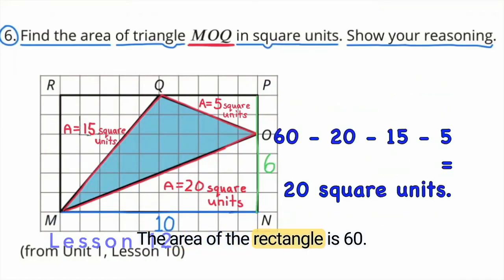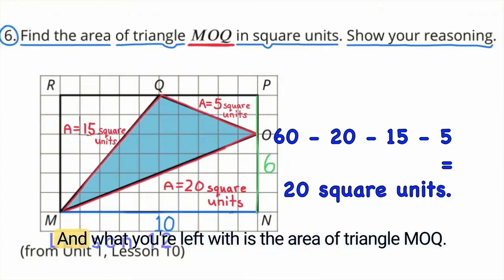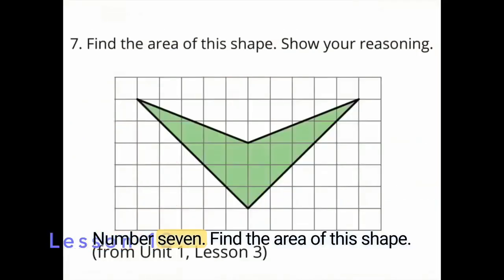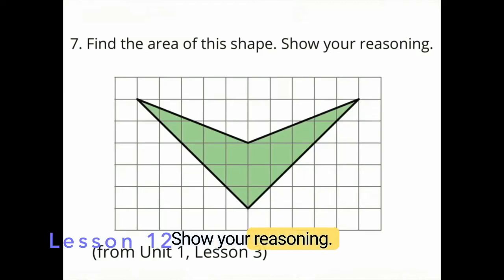The area of the rectangle is 60. Take away 20 square units, take away 15 square units, and take away 5 square units, and what you're left with is the area of triangle MOQ, 20 square units. Number 7. Find the area of this shape. Show your reasoning.